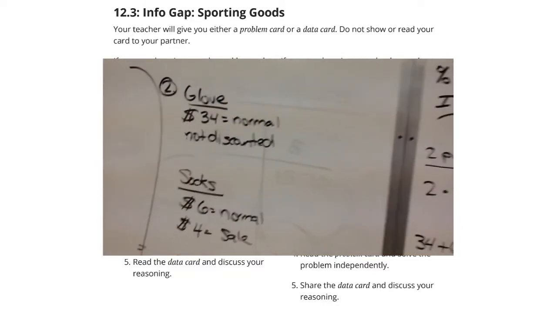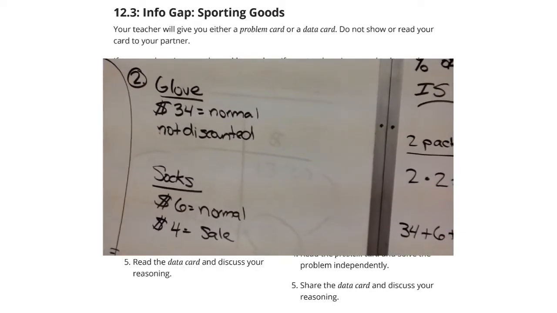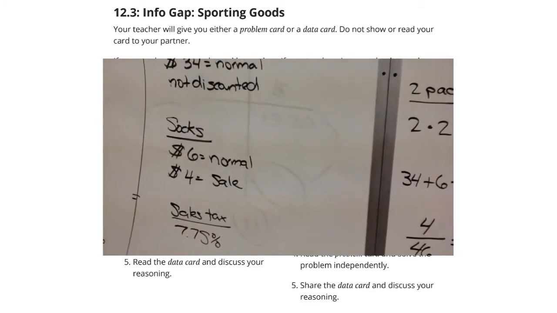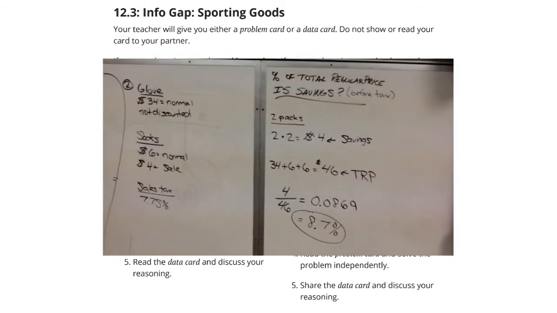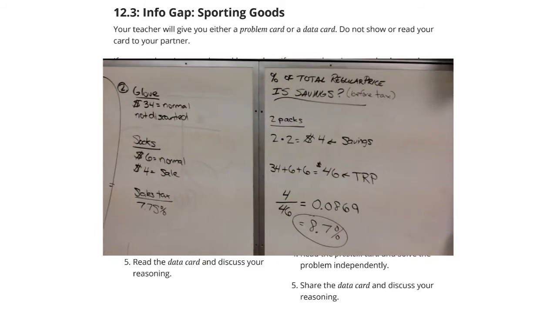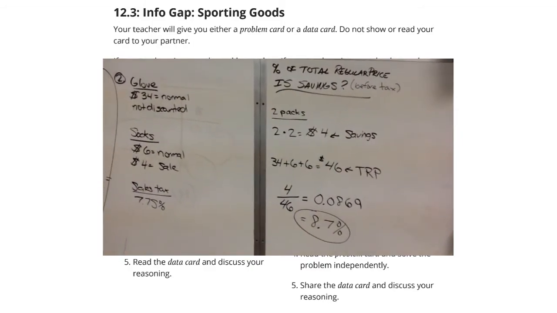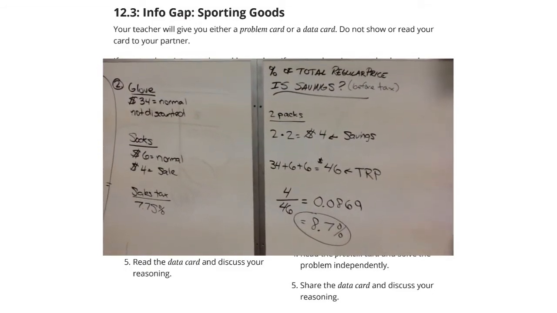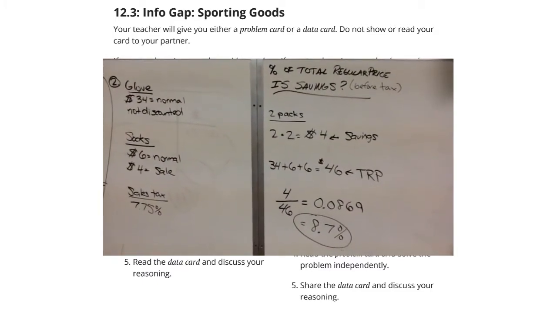And so, our glove is normally $34 and it's not discounted. The socks are normally $6, but there's a sale for $4. And the sales tax rate is 7 7/75%. Now, our question, though, we have to focus in on the question. What are we being asked to solve? What percent of the total regular price is the savings before tax? I don't even need to worry about tax. No, there's no savings on the glove. But I got 2 packs of socks. There's a $2 savings on each, so 2 times 2 is a $4 of savings.